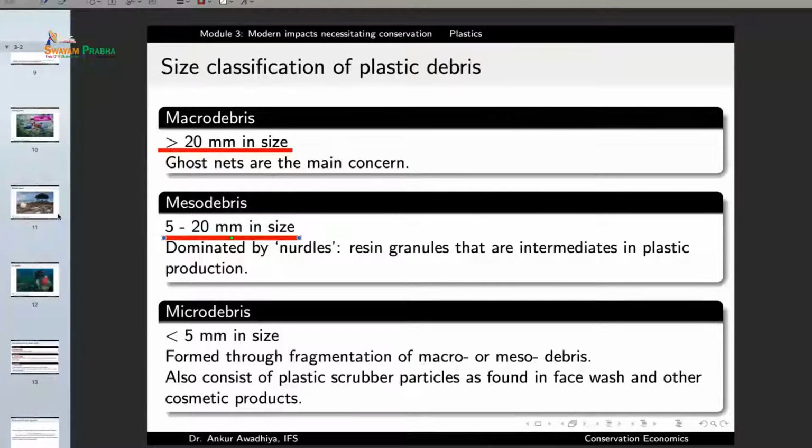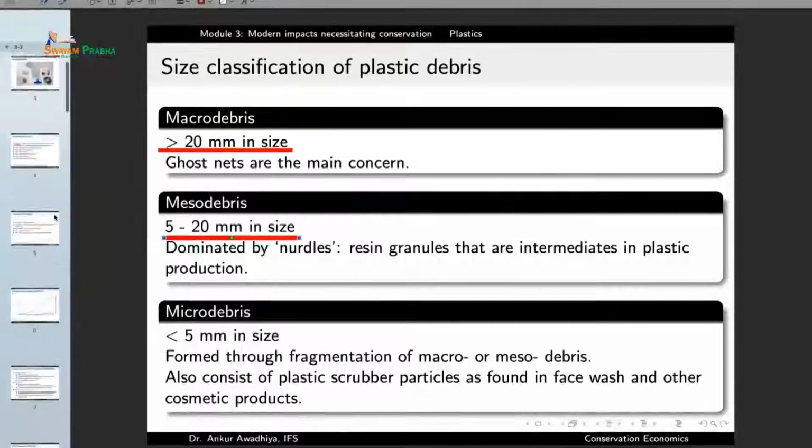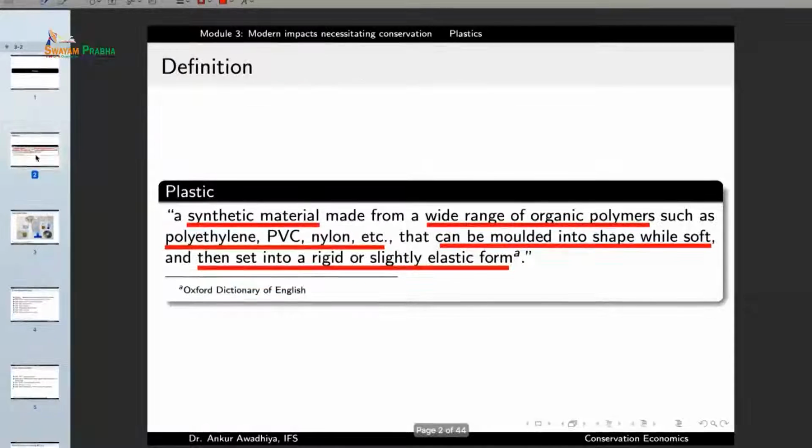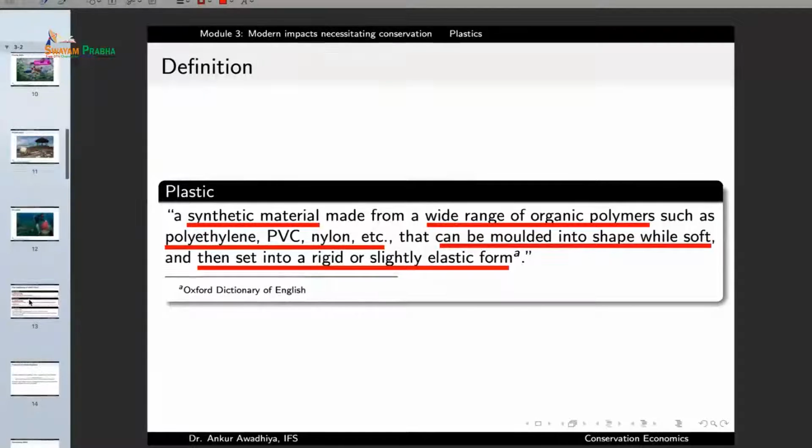Now, remember that when we started with plastics, plastics have the property that they can be molded into a shape when they are soft. So what these companies do is that they buy these nurdles, then they heat them up so that they become soft, and then these nurdles are processed to make the plastic products that the companies are manufacturing. So these nurdles, which are like this big, we'll call them meso debris.